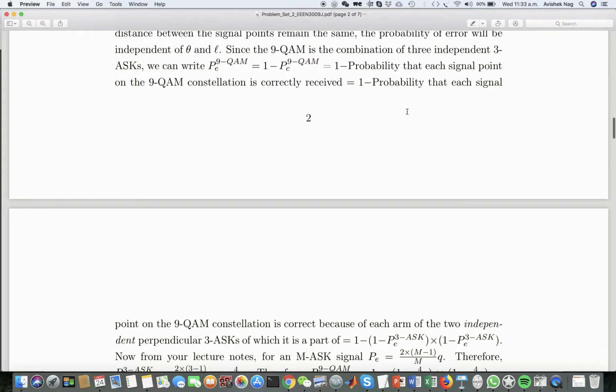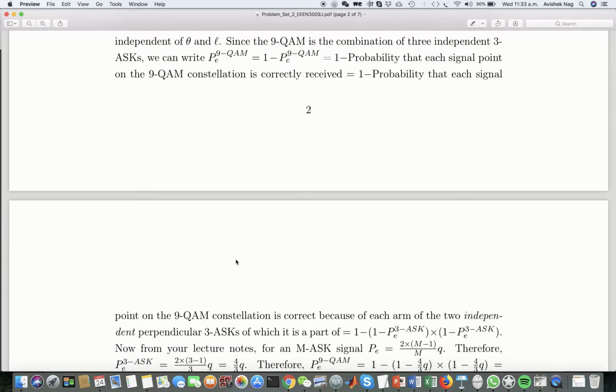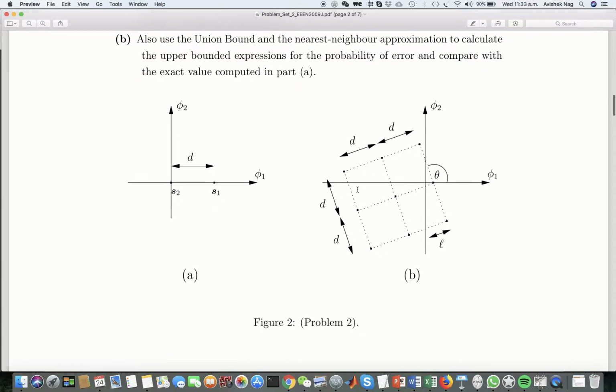So what is that thing? 1 minus the probability that each signal point on the 9QM constellation is correct, because of each arm of the two independent perpendicular 3 ASKs of which it is a part. So if you see, this signal is a part of this 3 ASK and this 3 ASK.